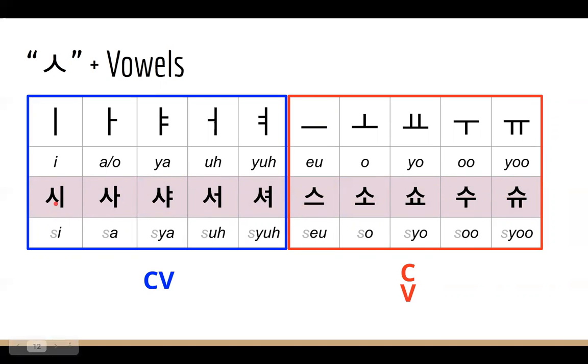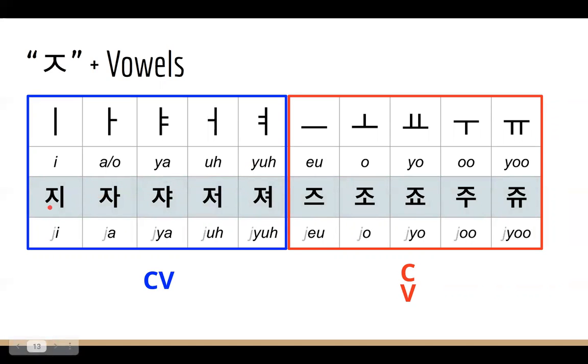Do you remember how to say these? 시, 자, 차, 저, 츠, 소, 초, 수. Good job. Now these are the last consonants we're going to learn today. 치, 시, 차, 저, 츠, 초, 수.